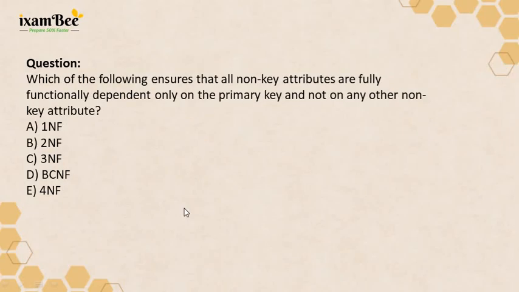Let's move to the next question, which is from database. Which of the following ensures that all non-key attributes are fully functionally dependent on the primary key and not on any other non-key attribute? So the correct answer would be 3NF.